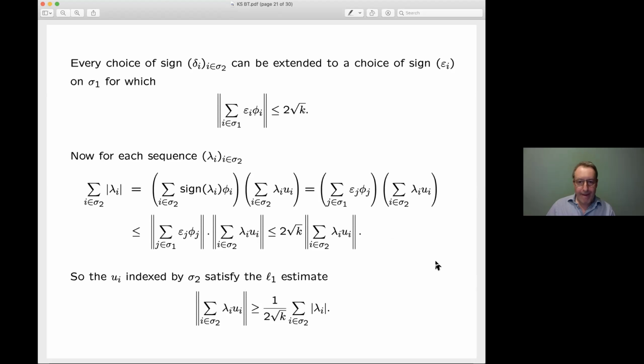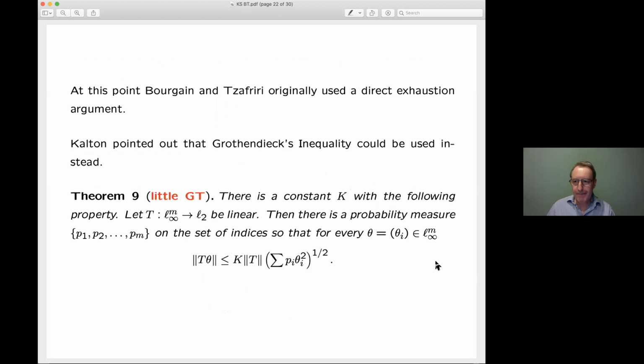Good. So now we come to the third step, and Bourgain and Tzafriri in their paper say that they actually originally used a direct exhaustion argument. And I think they do give the argument in the paper, but they mentioned that Nigel Kalton pointed out to them that they could use Grothendieck's inequality instead.